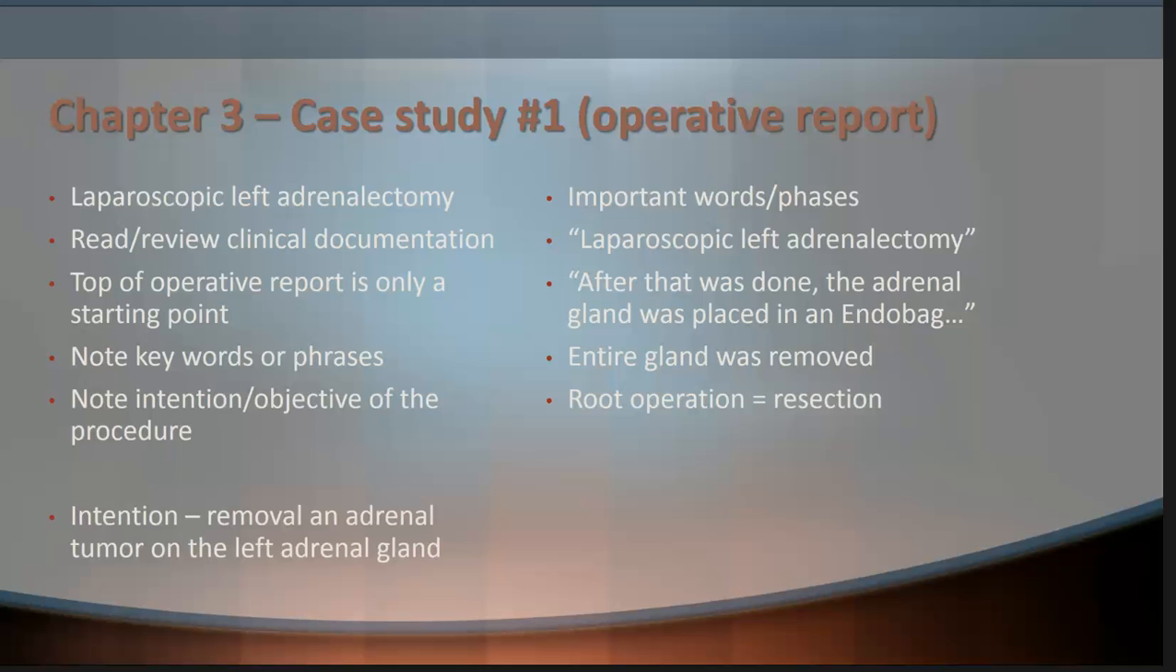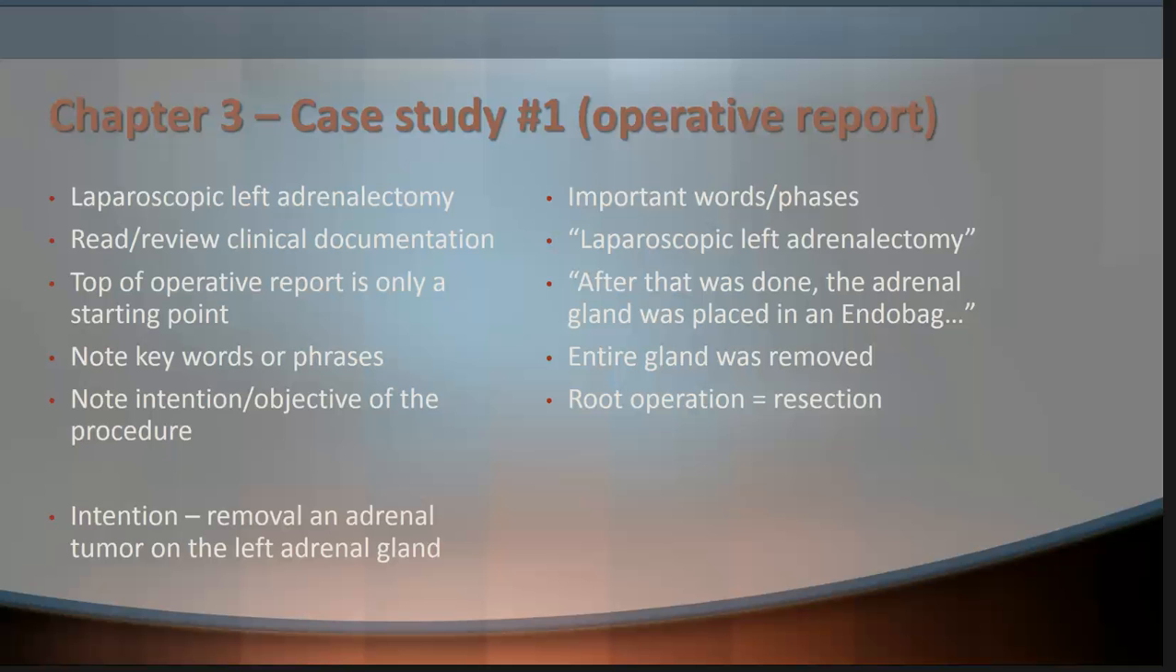At the very top of the operative report, it says laparoscopic left adrenalectomy. So that gives us a clue to what was done and how it was done in terms of the surgical approach. We don't stop there, however. We have to verify by reading the body of the report. As you're reading the body of the report, you're looking for keywords or phrases. Again, you want to verify your root operation. This patient had at least part of an adrenal gland removed, maybe the whole adrenal gland. We don't know that yet.